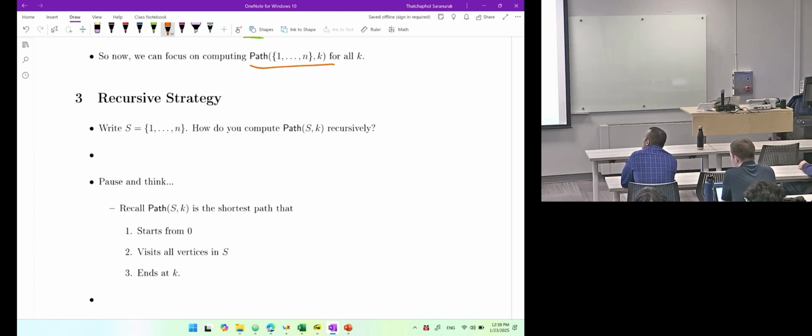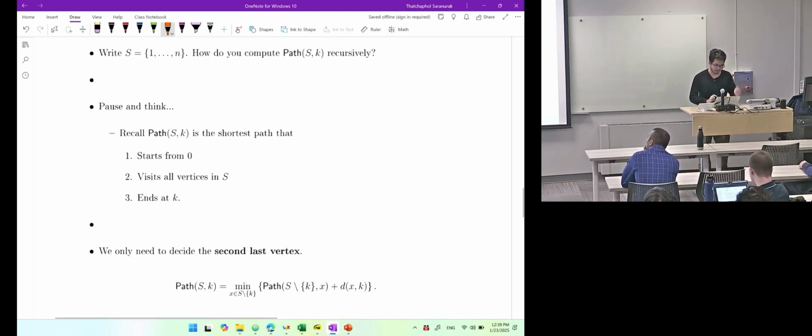So the idea is that if you need to end at K, to go to K, you must come from somewhere. And there are not too many choices to come from; just someone from S needs to go to K. So all you need to do is guess what is the second last guy. The last guy you know, so you guess what is the second last guy. What is the best second last guy? So this is a formula, but let me draw something.